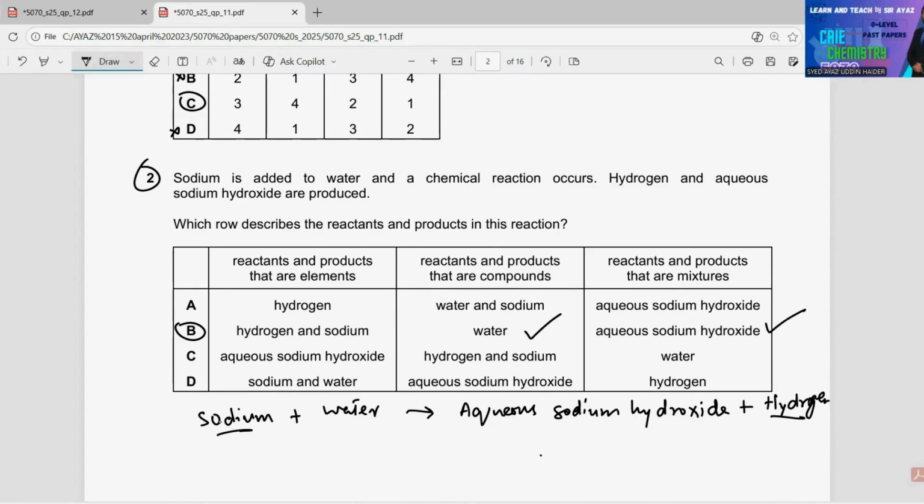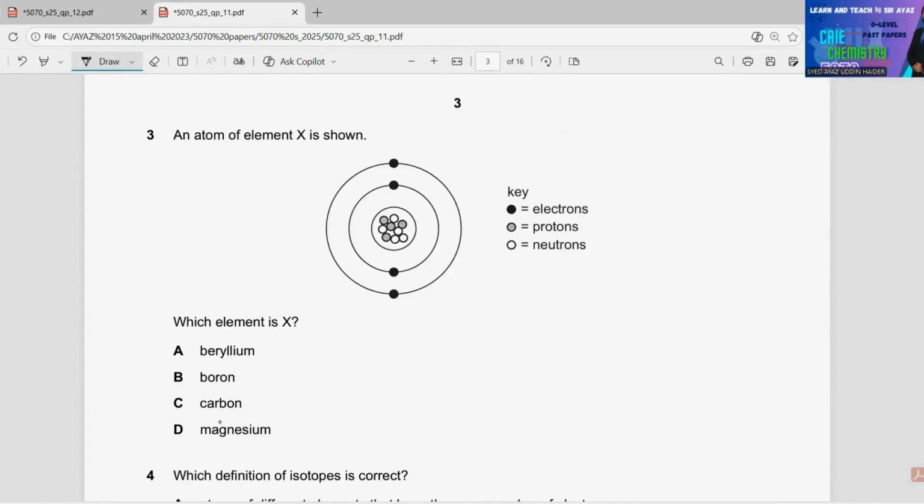Other choices are incorrect. Because in A, if you see, reactants and products, they have mentioned only hydrogen. And for compounds, they have added sodium along with water. So A can't be the right answer. What about C? In C, you have a mixture. This is not element. So no need to see the other details of this. Just straight away omit it. D, sodium and water. Sodium is element, water is not element. So this is also incorrect. So B is the final and right answer in this case.